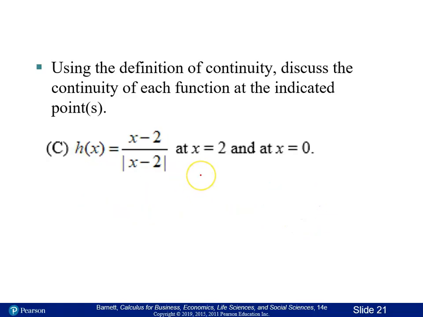Okay, on this one, if we plug 2 in, we see that it is not defined because we get 0 in the denominator. And so it's definitely a discontinuity at x equals 2.